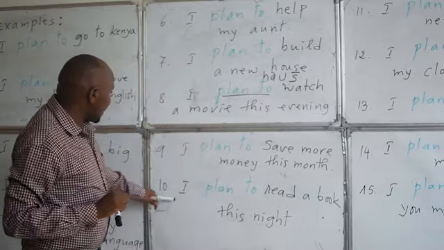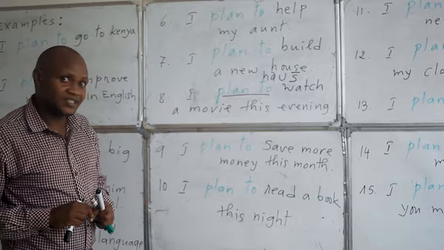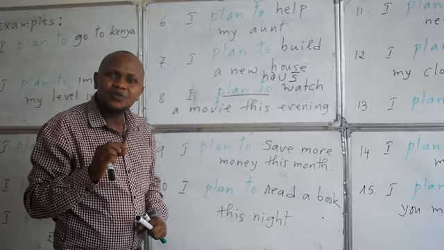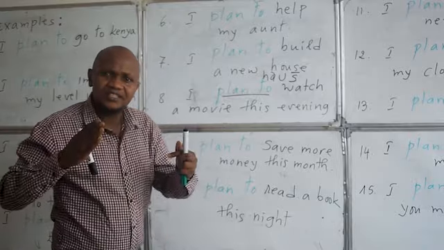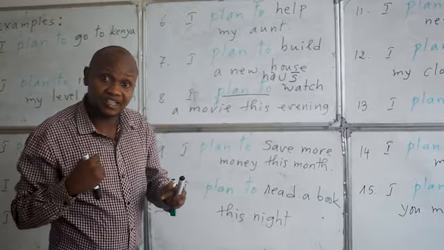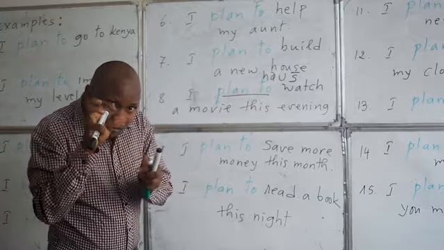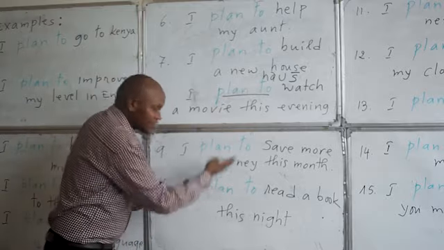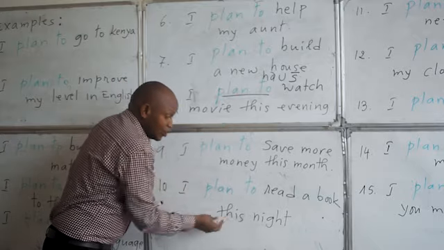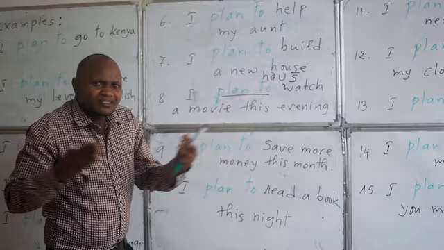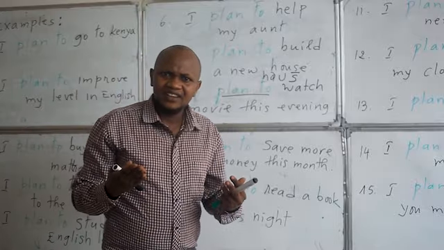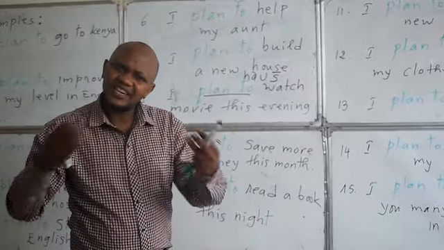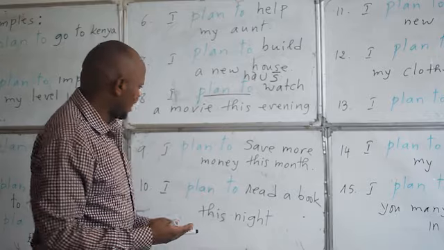That's good. You can say, I plan to read a book this night. Knowledge is there in the book. Rwandans, we don't like to read. But in reading, that's where we get skills. So you can say, I plan to read a book this night. Rwandans, let us read English. Come here and buy English books. That's very good. Yeah, reading.